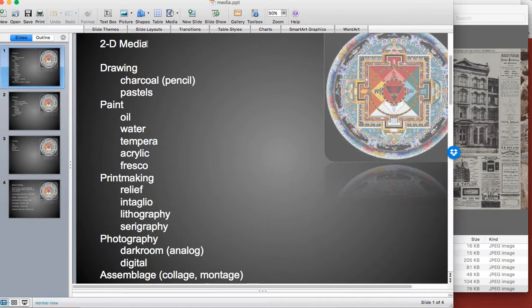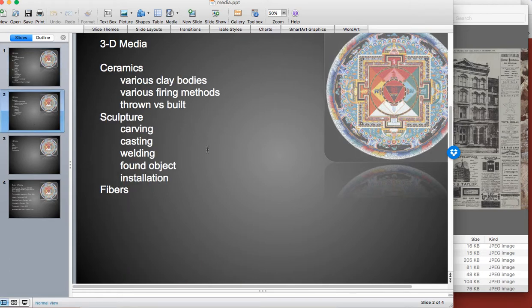If we look at the kind of traditional media that are used, it's important to think about them being broken down in a particular way. So you have two-dimensional media, the flat kinds of things: drawing, painting, printmaking, which we'll talk about, photography, and assemblage, collage, or montage. You have three-dimensional media, so that would be things like ceramics, sculpture, and fibers. We've actually already seen two artists that would be considered fiber artists: the women of Gee's Bend making quilts, and Yohji Yamamoto making clothing. So those are both fibers that are three-dimensional.